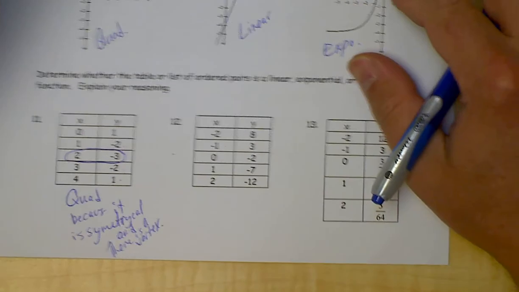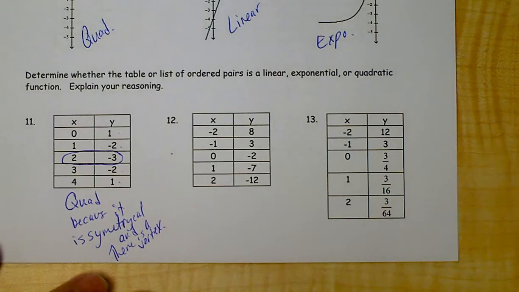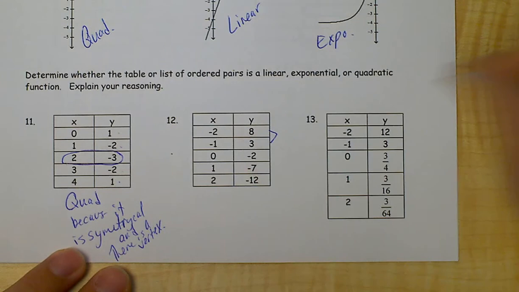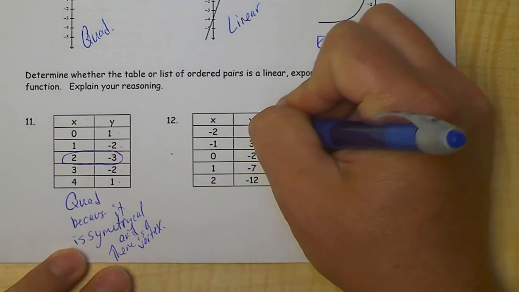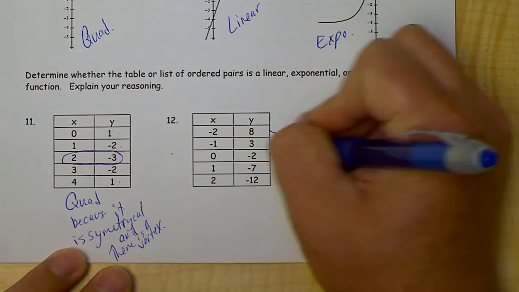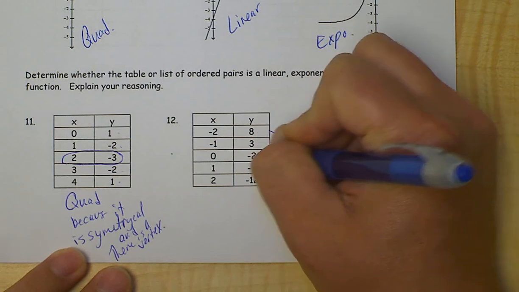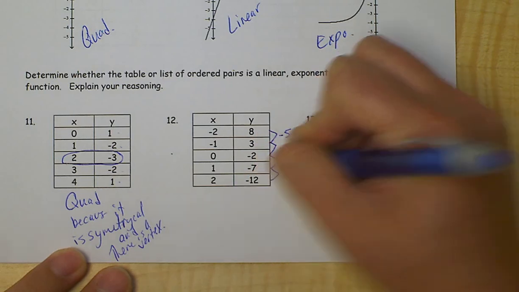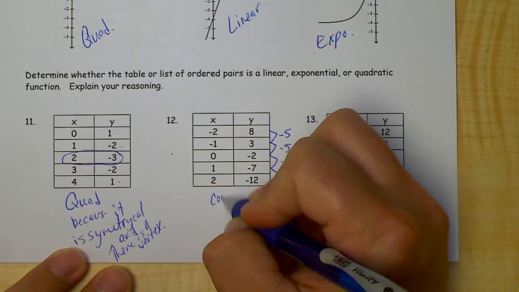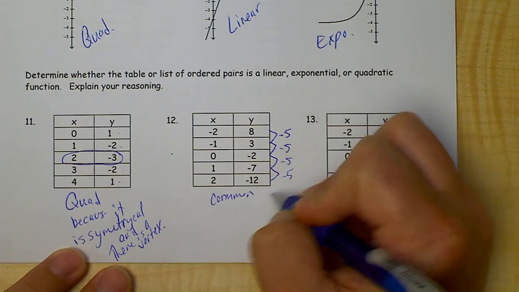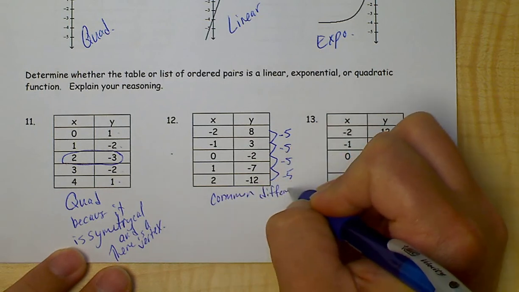Okay, 12. I'm going to see if I can identify a pattern. So 5 to 3 is -5 or -5. 3 to -2 is -5. This is -5 and -5. Okay, so since there is a common difference, it is linear.